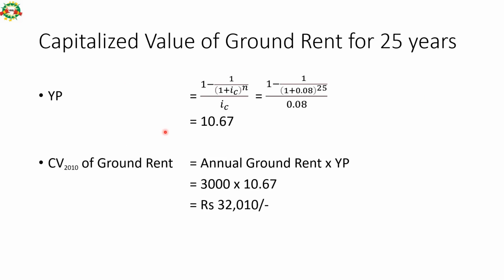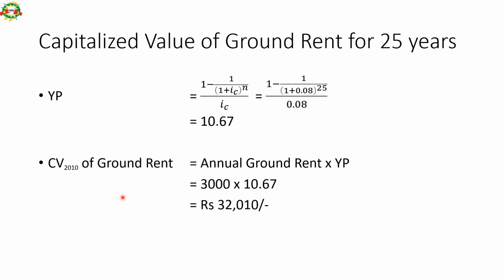So first of all, we know the formula of year purchase, because it is 8% yield at 25 years period. So year purchase for 25 years, by putting this into the formula, we have already derived this formula in previous sessions. So don't get confused. That's why I always tell, clear your concepts first and then jump to case studies. So 10.67 is the year purchase.